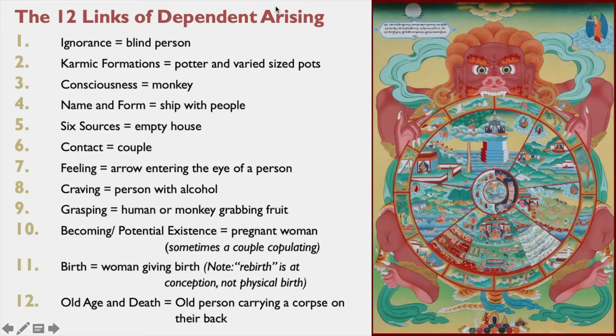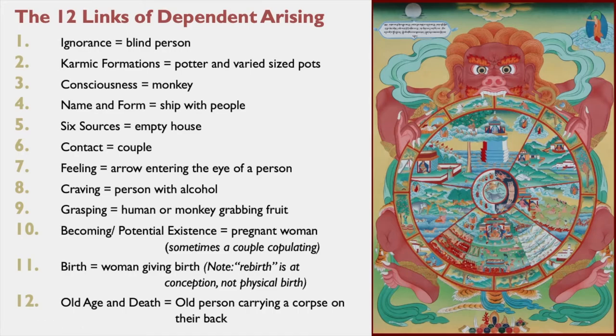Specifically, the 12 links, we went into more depth, because the 12 links help us understand causation, cause and effect, the way karma operates, and the way in which nothing arises in and of itself alone, causelessly, which is an essential piece in changing our habit patterns.